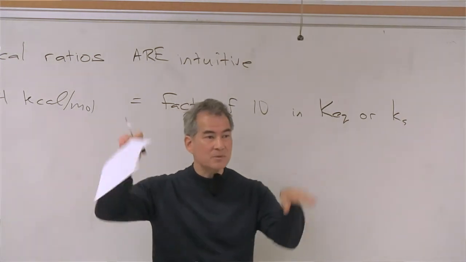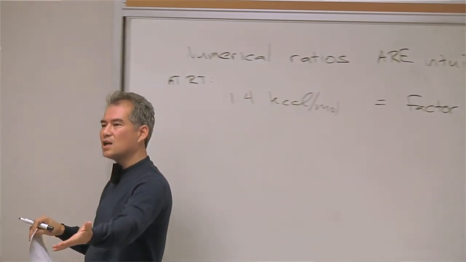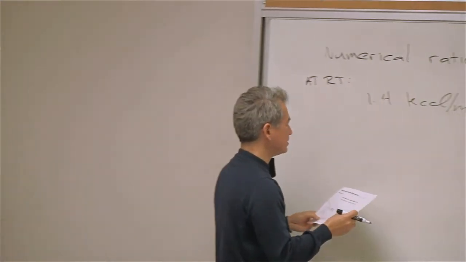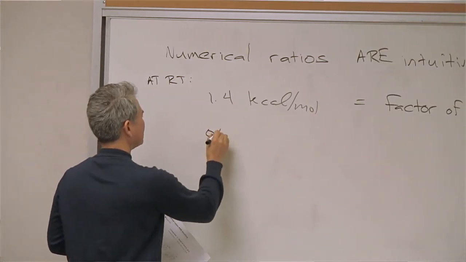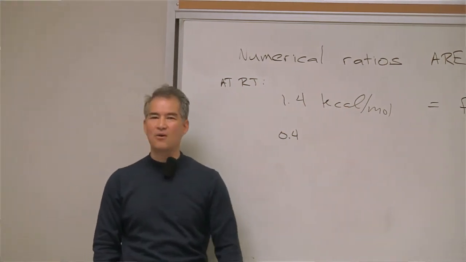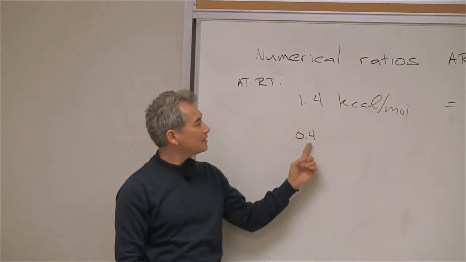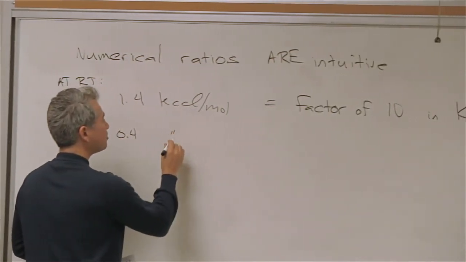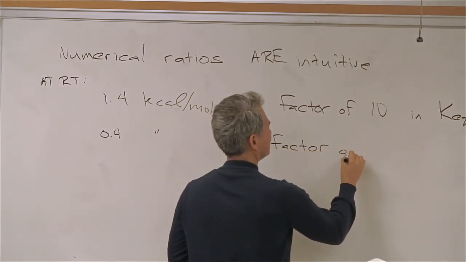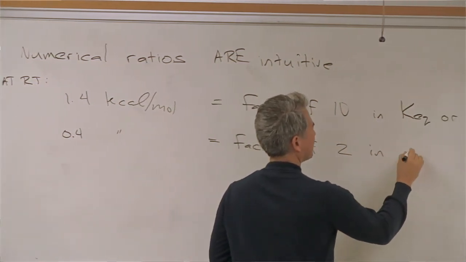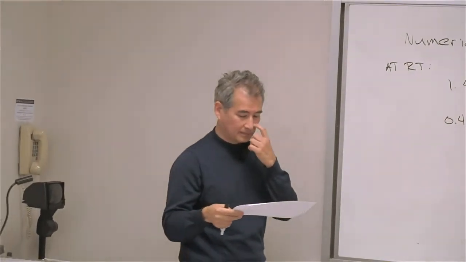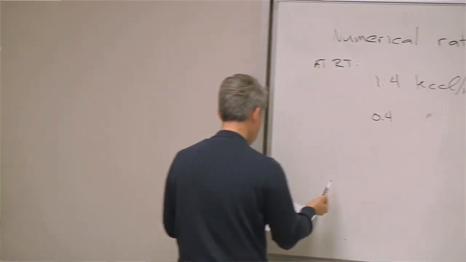If you're comparing ground states where two things are equilibrating, 1.4 kcals per mole is a factor of 10 in the ratios of those two equilibrating intermediates. If you ever master this, and I hope you will, because it's powerful and easy to use, here's another number to remember: 0.4 kcals per mole is a factor of 2. I'll show you how to use these things. Let me give you an example.